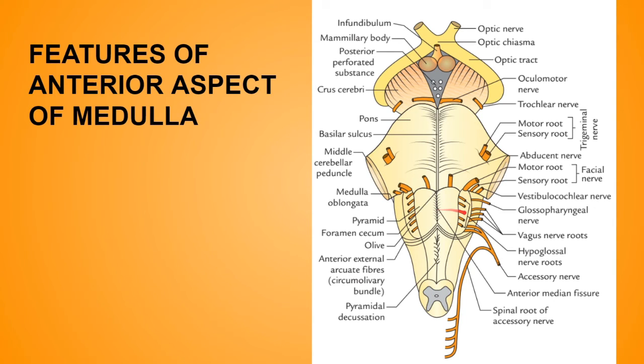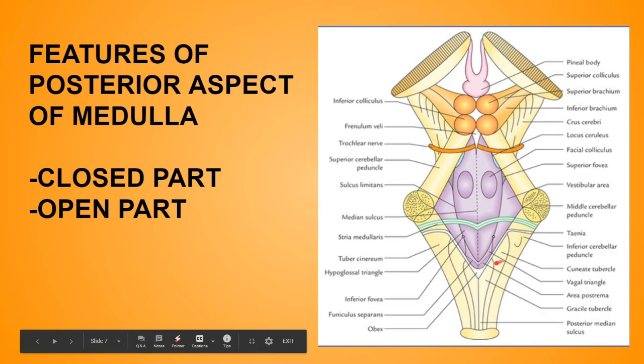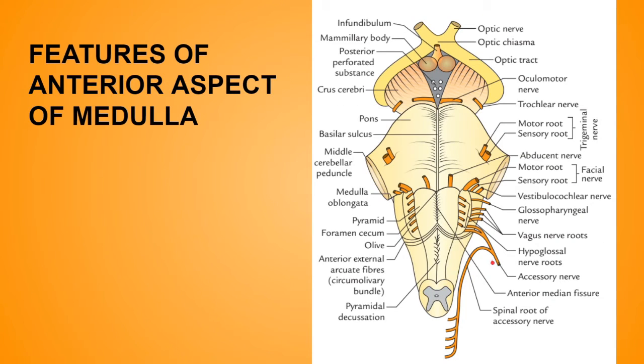Now the rootlets of the hypoglossal nerve. These are the rootlets of the hypoglossal nerve, and these emerge from the anterolateral sulcus, which we discussed. So these mainly emerge from the anterolateral sulcus, which is present between the pyramid and the olive, on the anterolateral view of the medulla.